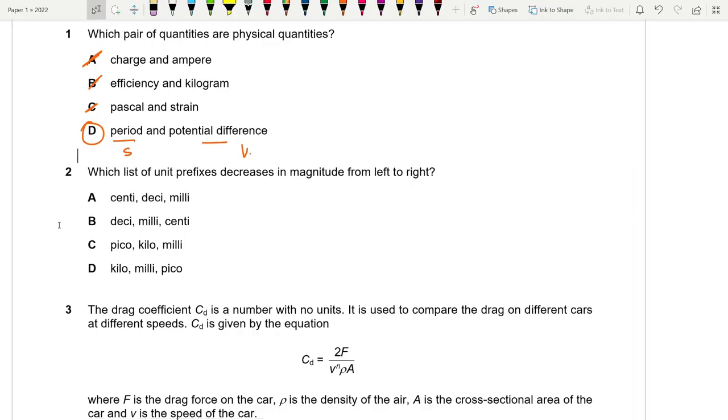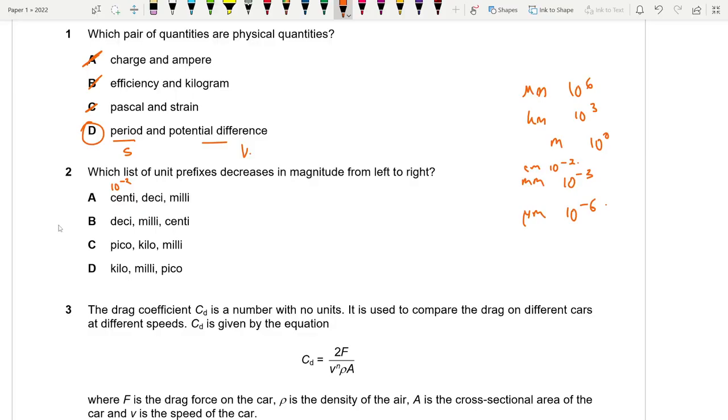Which list of unit prefixes decreases in magnitude from left to right? Okay, let's think about it. Centi is 10 to the power minus 2 meters. This is meter, 10 power 0. This is kilometer, megameter, 10 power 6, 10 to the power 3. We have millimeter at 10 power minus 3, micrometer at 10 to the power minus 6. So where is centimeter located? cm is over here at 10 to the power minus 2.